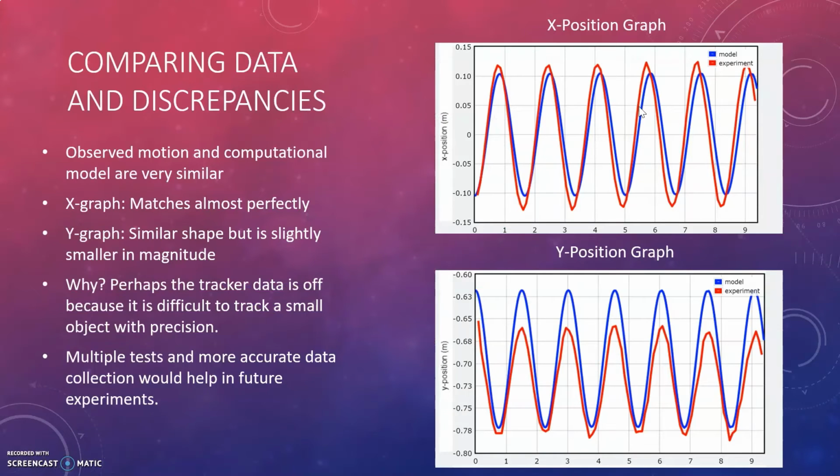The observed motion and predicted motion from the computational model are very similar. The x-graph matches almost perfectly. The y-graph is very similar in shape, but slightly smaller in magnitude. Perhaps the tracker data is slightly off because it is more difficult to track a smaller object with greater precision. Multiple tests and more accurate data collection would help future experiments.